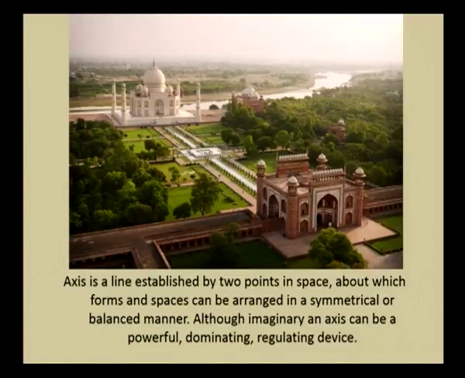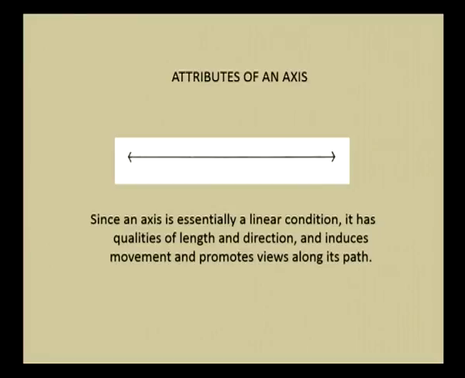Axis is a line established by 2 points in space about which the forms and spaces can be arranged in a symmetrical or a balanced manner. Although imaginary, an axis can be a powerful dominating regulating device. Like what you see in this picture, the axis here is the main pathway which connects the center of the monument and the center of the entrance. This is a powerful device which organizes all the other spaces, garden and other buildings in the entire complex. If the axis changes, the entire composition will change in this architecture. We will see certain attributes of an axis.